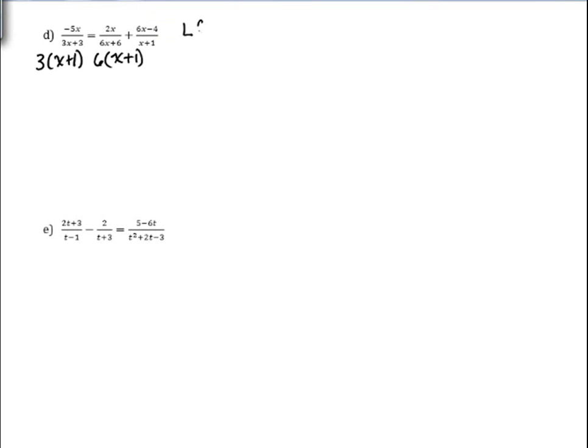We need to find our LCD. We have a 3 and a 6, so we need 6 because these two terms have to divide into our LCD evenly, and then we also need the x plus 1. Now we're going to multiply each of the terms in this by our LCD.